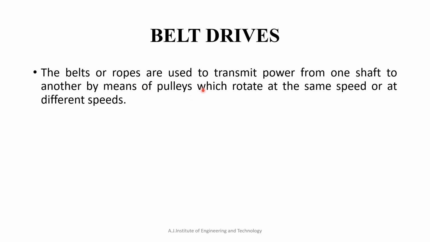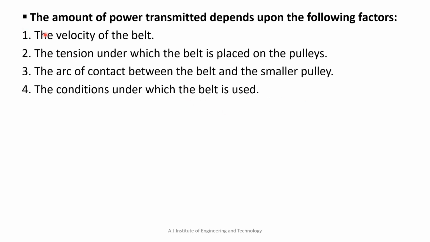The pulleys rotate at the same speed or at a different speed. Pulleys have different diameters, and based on that we can increase or decrease the speed of the belt or shafts. That is nothing but belt drives. So a belt drive is a device used to transfer power from one shaft to another shaft with the help of pulleys. The amount of power transmitted depends upon the following factors.